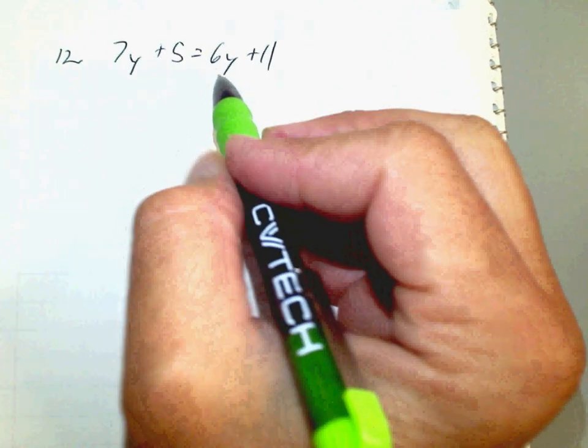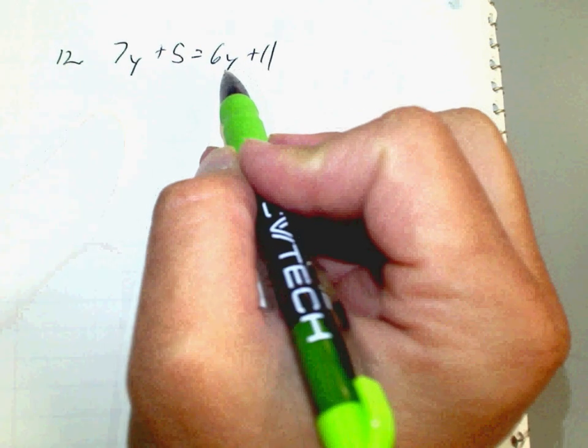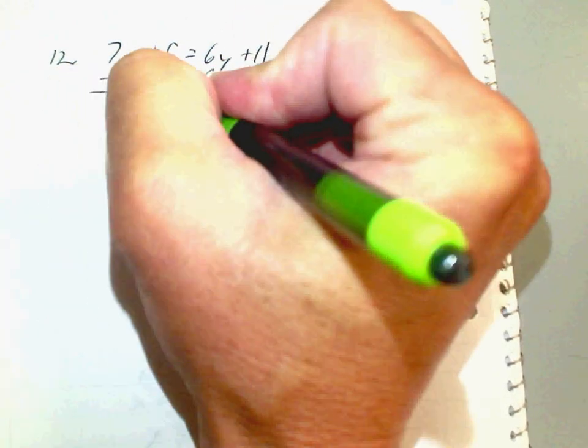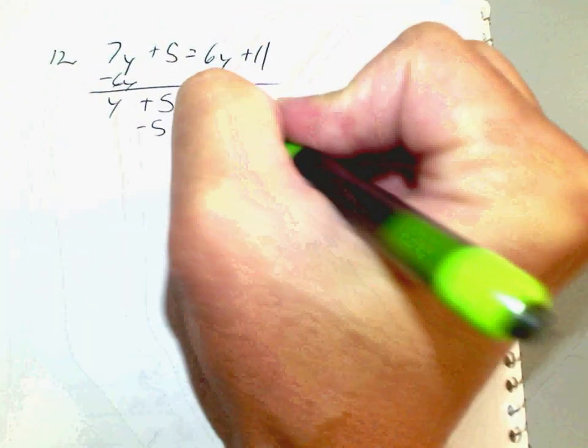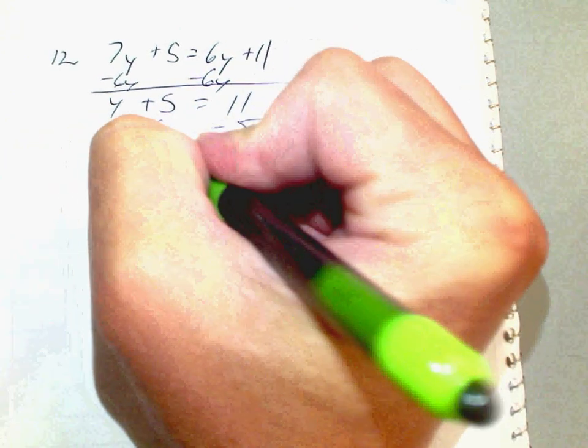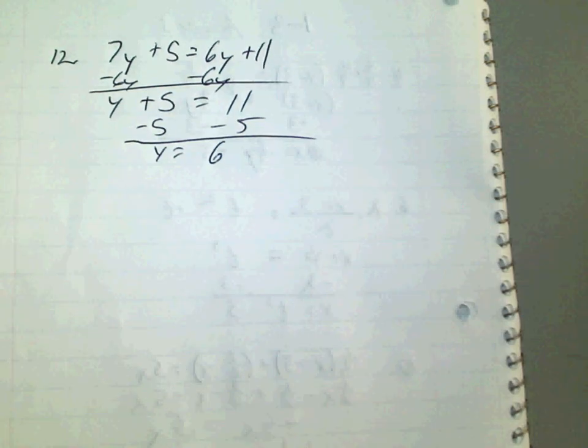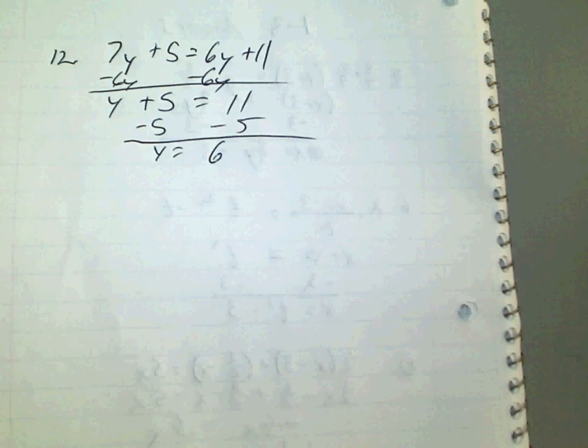All right, the next, hey, I like this. I bet everybody's going to take the y to the left on this one. Right, Josiah? So we'll subtract that 6y. We would have y plus 5 equals 11. Subtract the 5. Boy, this one's a lot easier. Is y equals 6 on your paper? If y equals 6 on your paper, that's what I got. Let's go.